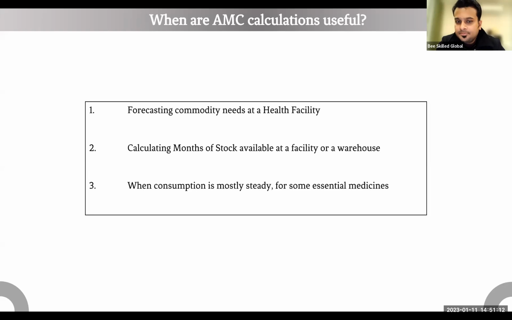It is also useful if the consumption is steady. If there are lots of fluctuations and very different types of ups and downs, crests and troughs, it is not very advisable to use AMC because you may miss out on certain fluctuations.